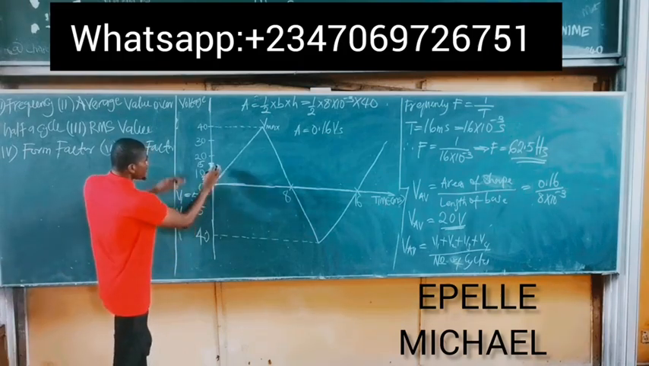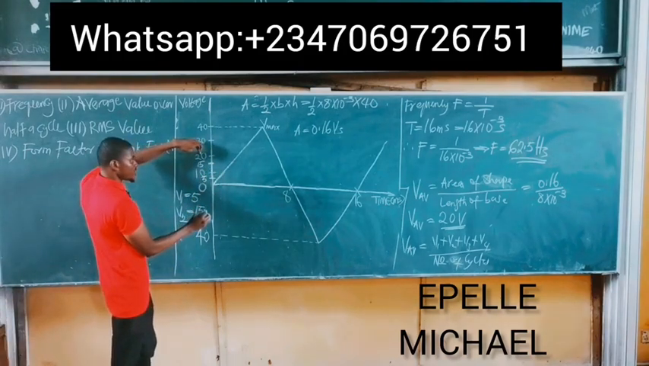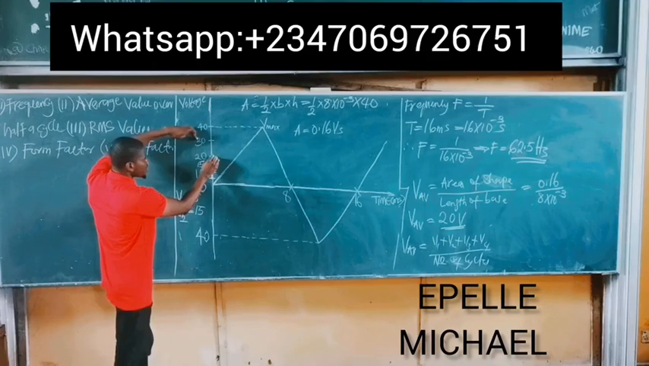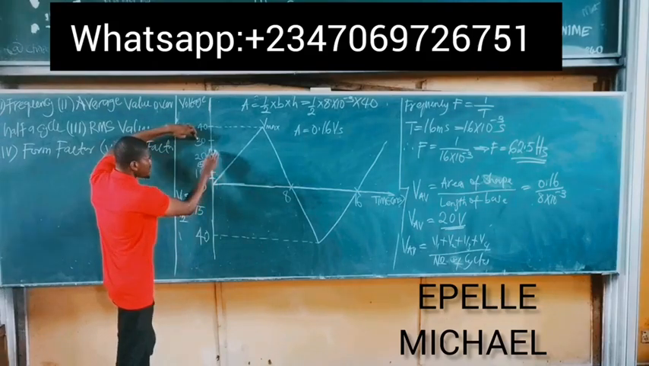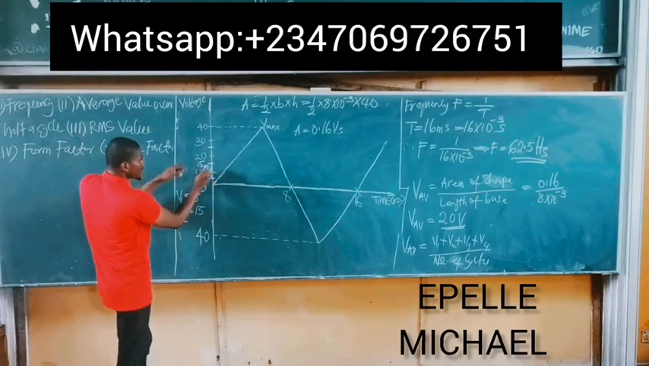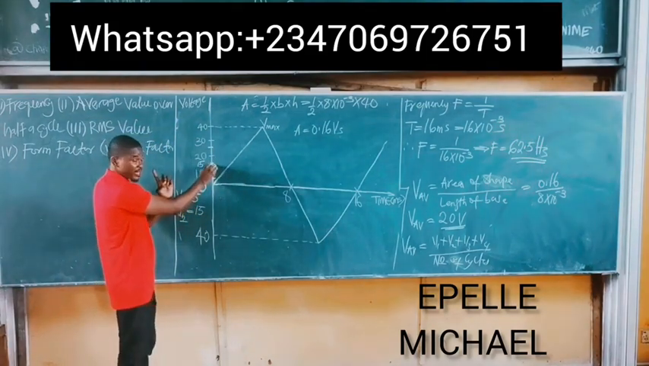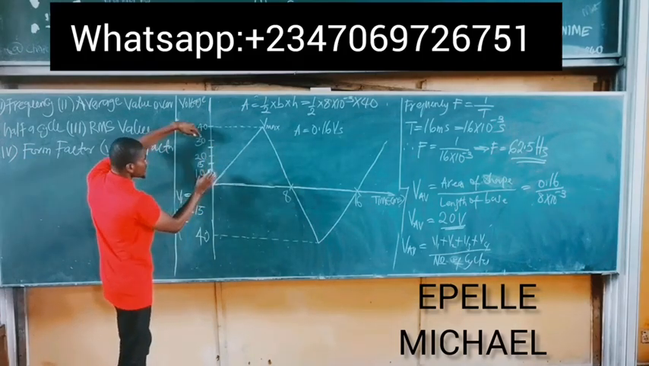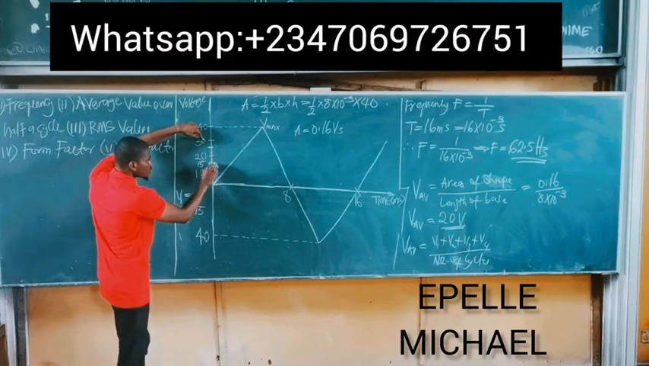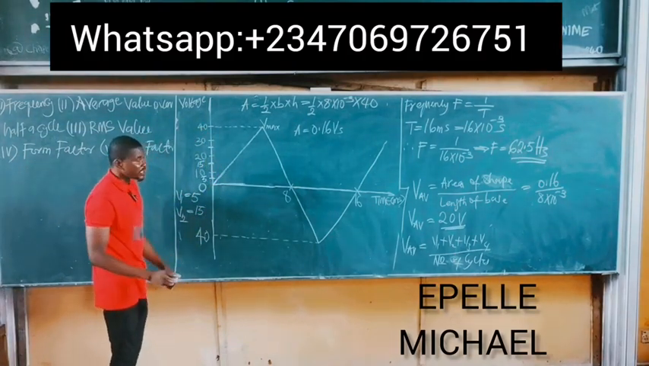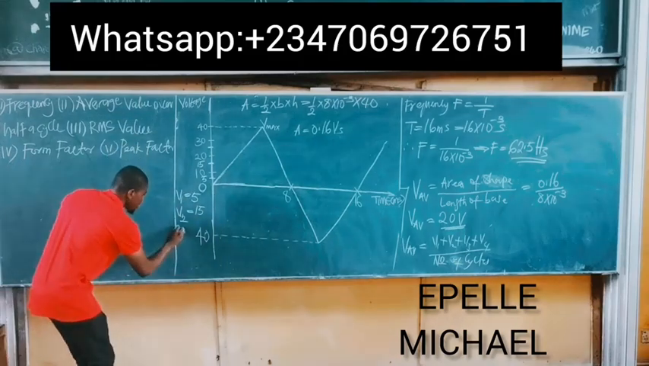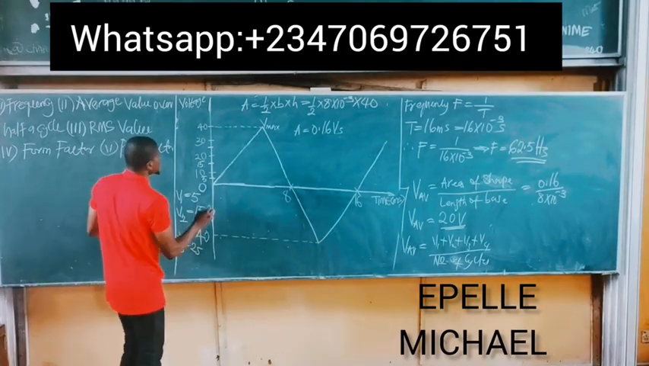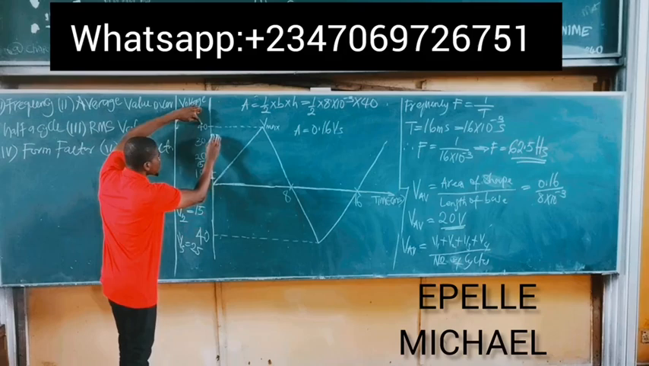Now remember, middle of 20 actually gave us 10, so from here to this point remains 10. Middle of 30 is what? 15. Middle of 30 is 15, and remember the middle of 20 was given to us as 10. So measure from 10 down to 15. So from 10 to 15 will give us 10 plus 15, which is 25. So V3 is actually equal to 25.